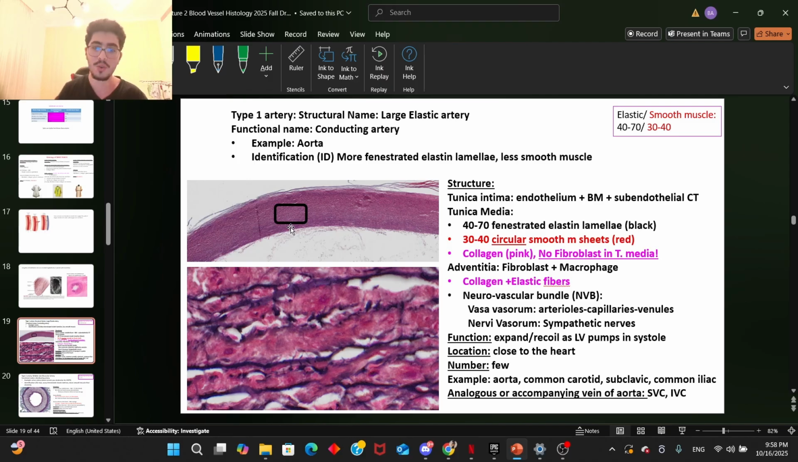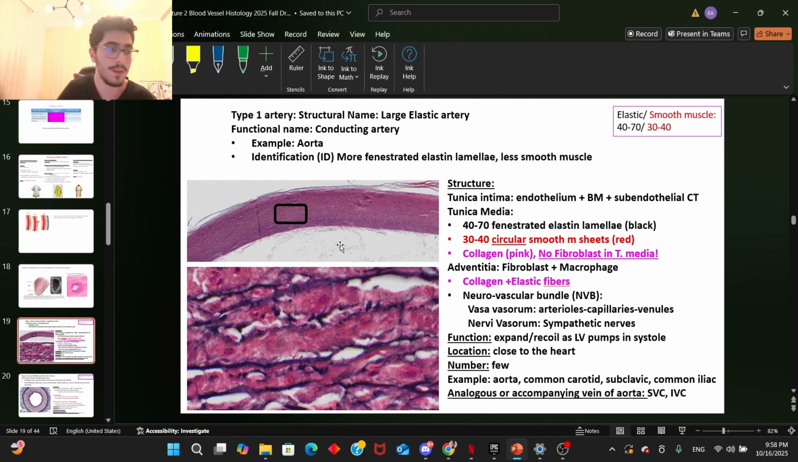Now, the tunica intima, what we're looking at... okay, wait, example of this obviously is the aorta. We learned this in F&D, the OSPE, right? And identification, what is identification? Has many fenestrated elastic lamina, and it has 20 to 30 smooth muscle layers, okay? Now, let's look at the intima.